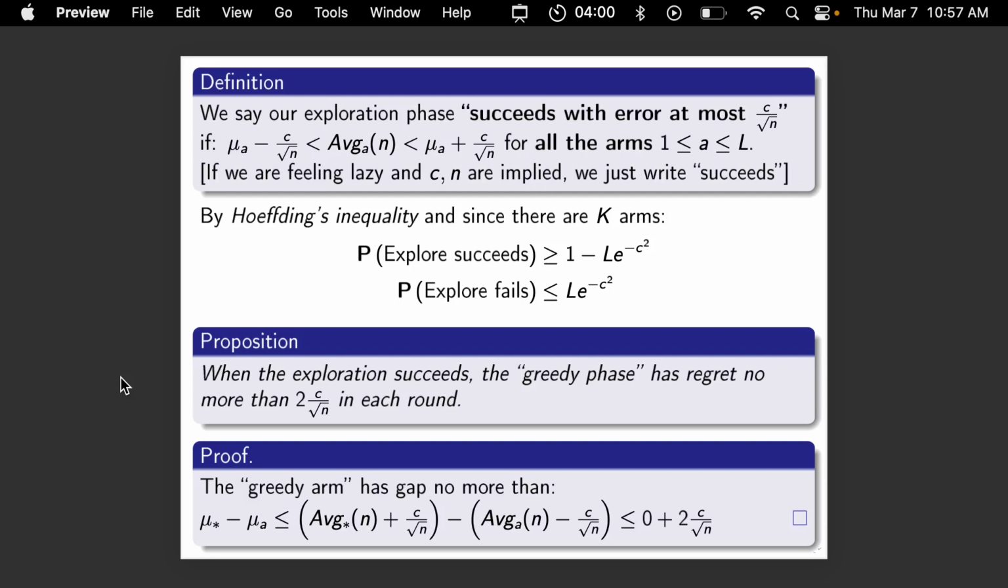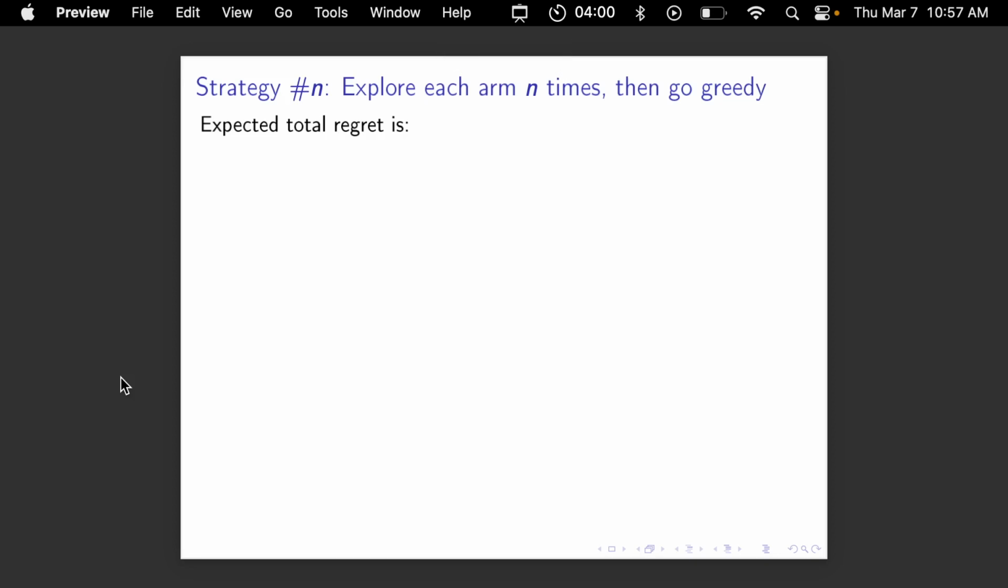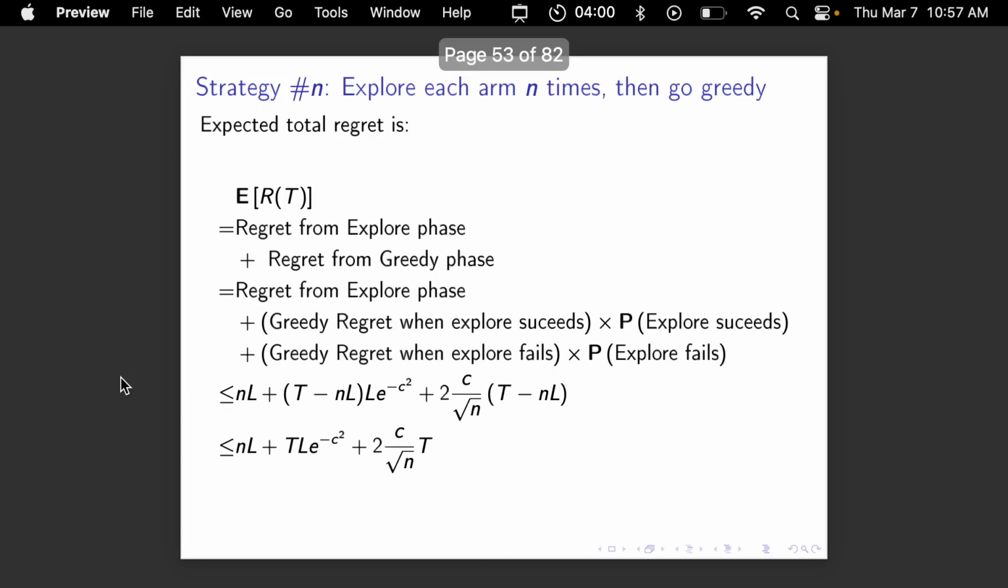Okay, great. So we have this whole thing set up. We have this notion of exploring and then exploiting. We know that as long as we succeed, then we get no more than some amount of regret. And now we can add everything up. So we're going to explore each arm n times, and then go greedy. How much regret do we have? We have 2 sources of regret. We have regret from the explore phase and regret from the greedy phase, and we're going to add them together.